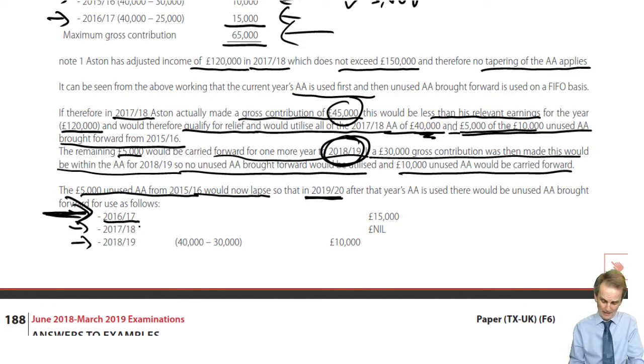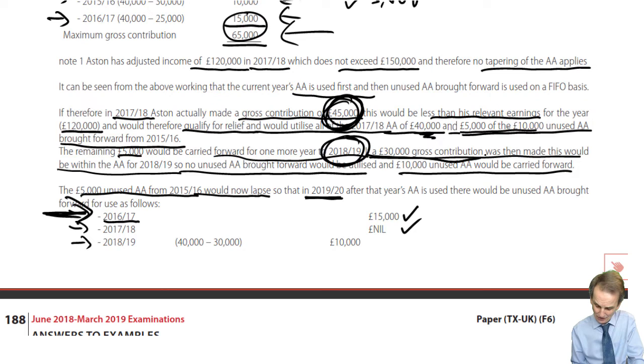So what have we got here? We've got, of course, £15,000 from 1617. That's untouched. From 1718, there would be nil because we've said we put in £45,000 in 1718, so immediately use the £40,000 figure there. And in 1819, we're saying that we are making a £30,000 contribution.